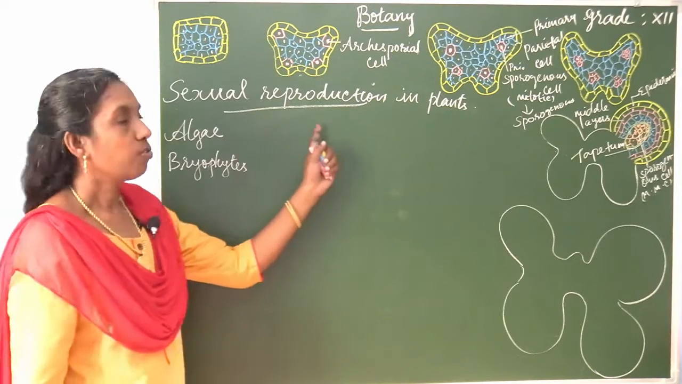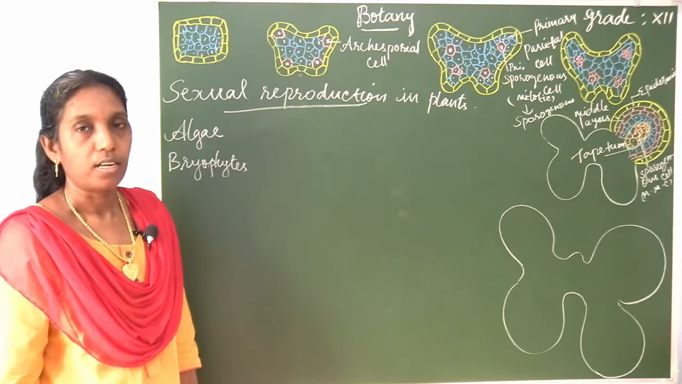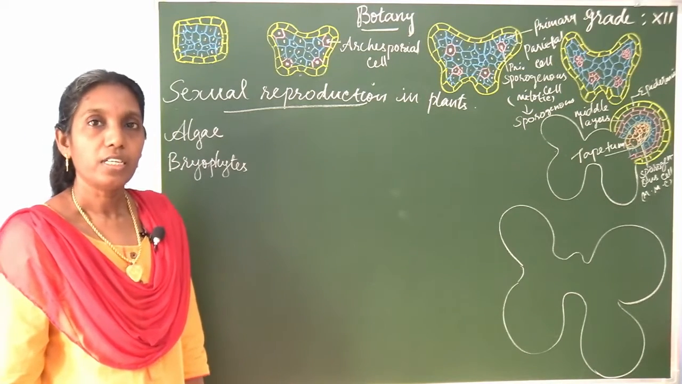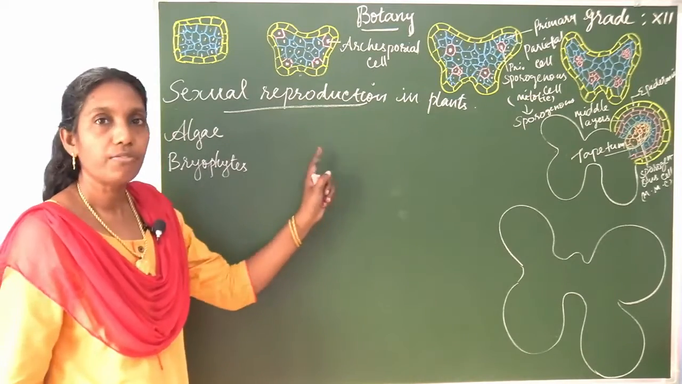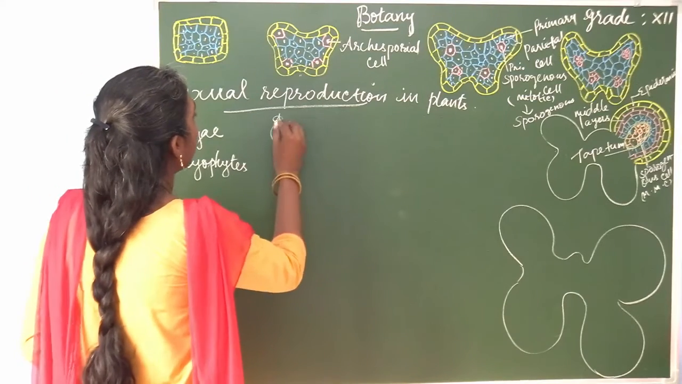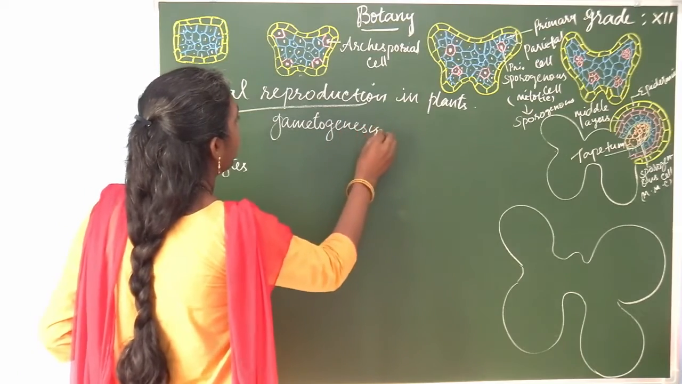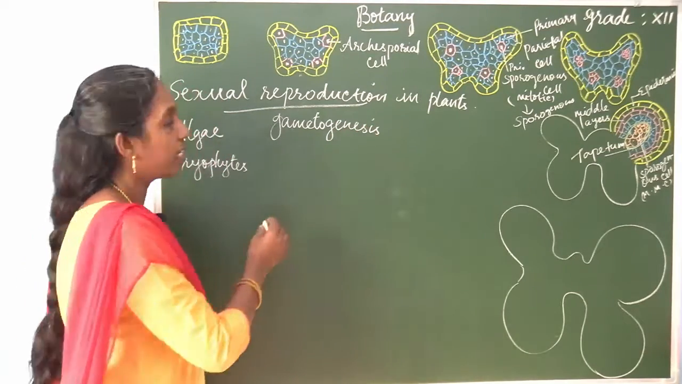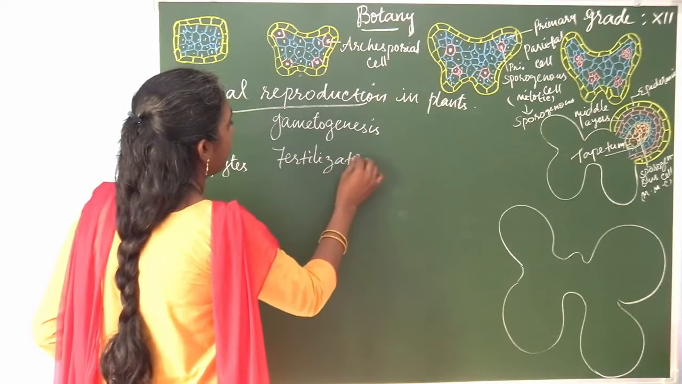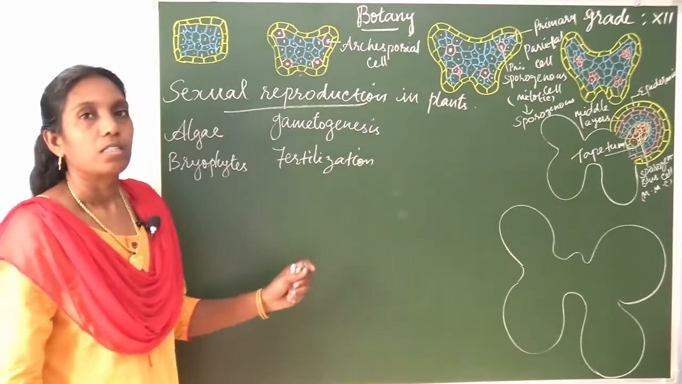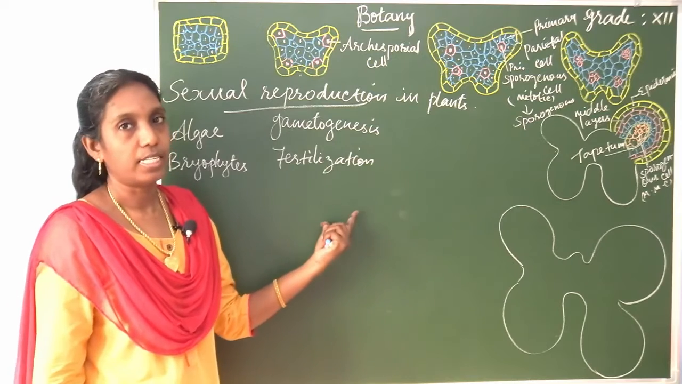Normally, sexual reproduction undergoes two main processes, namely the production and fusion of gametes. The production of gametes is called gametogenesis, and the fusion is called fertilization. There are two processes: gametogenesis and fertilization.